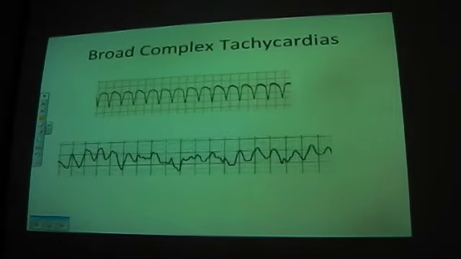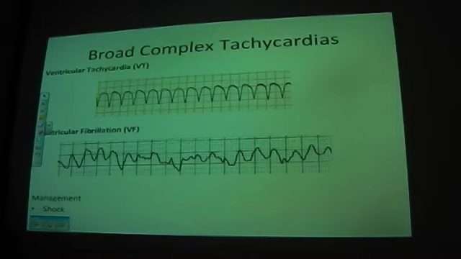Finally, you've got your broad complex tachycardias, and these are bad. You don't want to see these. If you do, then you're probably wanting senior help really quite quickly. You've got your tachycardia and your fibrillation with ventricular, and they're likely going to need DC shock.